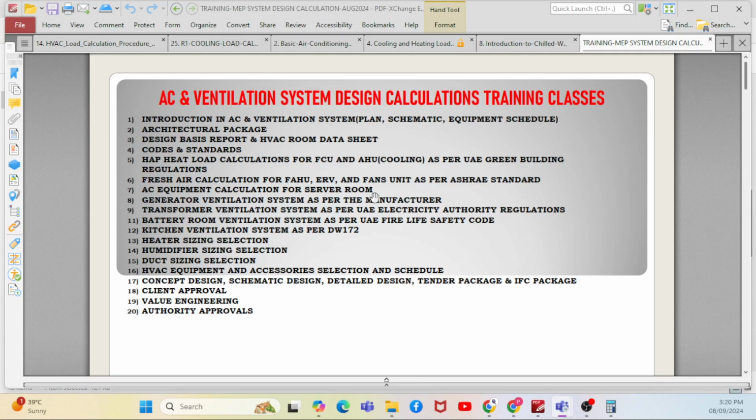Okay, so there is a backup server room which will be operated. You can say, for example, there is a BMS room. It is also part of the server room. There are multiple monitors, everything will be there, right? So for this particular server room, how are you going to calculate the AC equipment?